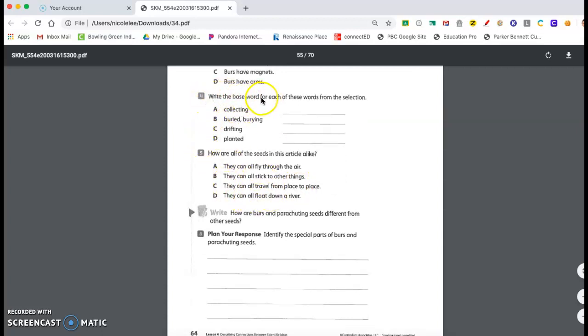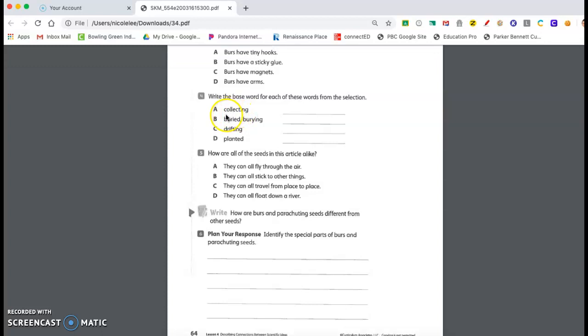Here on number 4, it wants you to write the base word. Now remember, when we talked about it, the base word is the main part of the word. And then most words have a suffix or a prefix. And in this word right here, collecting, collect is the base word. Ing is the ending, the suffix that has been added to make a different meaning of collect. Collecting. So you would write the word collect here on the line, and you're going to do that for each of these words.